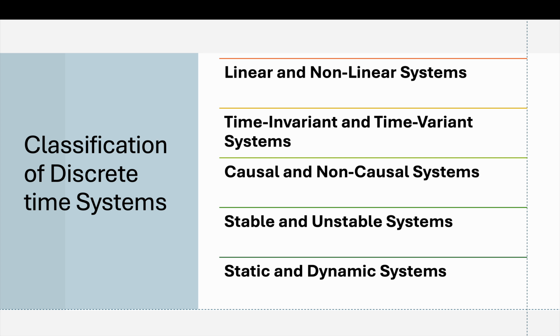If y of n depends only on x of n, then it is static. If y of n depends on values such as x of n minus 1, n minus 2, n minus 3, etc., or y of n minus 1, n minus 2, n minus 3, then it becomes a dynamic system. So thus we have the classification of discrete time systems.